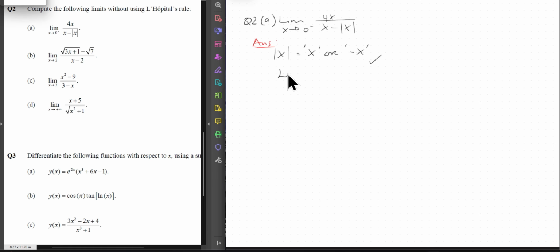So the question becomes, what is the limit as x approaches 0 from the left for x divided by x minus negative x, which in turn equals x divided by x plus x, which equals x over 2x. So in this case, simply 1/2. So the answer for this limit equals 1/2.